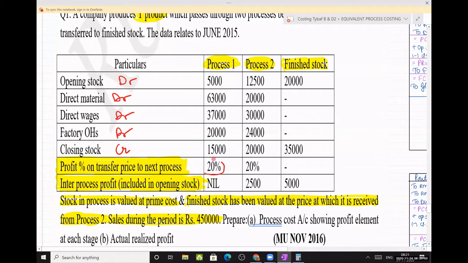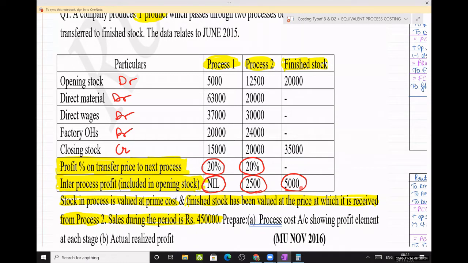So this is your profit percentage, 20%, 20%, and then it is dash. Inter-process profit included in opening stock. In the first process, there is no opening profit element in opening stock, but in the second and the third process, there is an element of profit in opening stock. So remember one thing, students: if there is profit in opening stock, then there will be profit in closing stock too. If there is none in opening, then none in closing either.